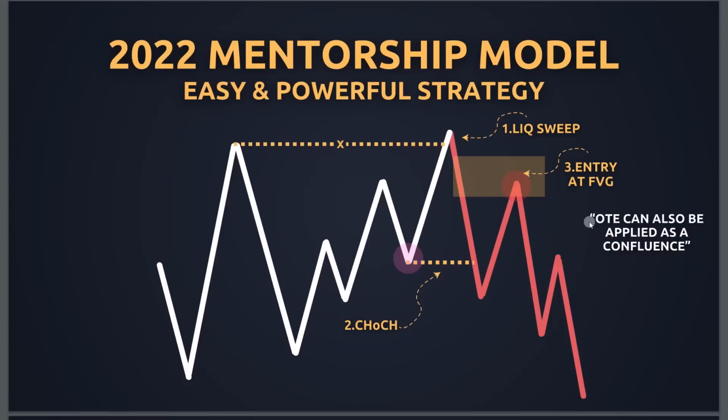So this is the 2022 mentorship model. Try to practice it. Try to take it at the good times, which are the London and New York kill zone. And you can look for this in specific times. For example, this could actually be the Asian range high. And when price takes this inside of the London kill zone and starts going lower, you might take this as, now there is another confluence, which is time.